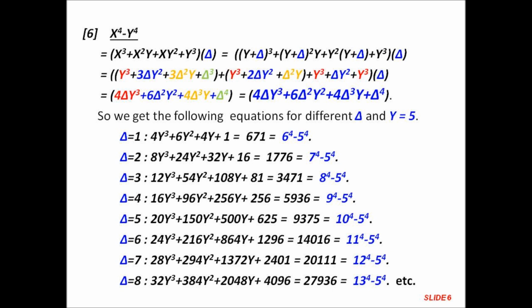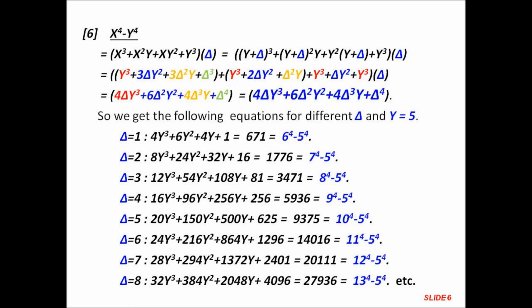6. x to the power 4 minus y to the power 4 equals (x cubed plus x squared y plus xy squared plus y cubed) all multiplied by delta, which leads to the final basic equation 4 delta y cubed plus 6 delta squared y squared plus 4 delta cubed y plus delta to the power 4.